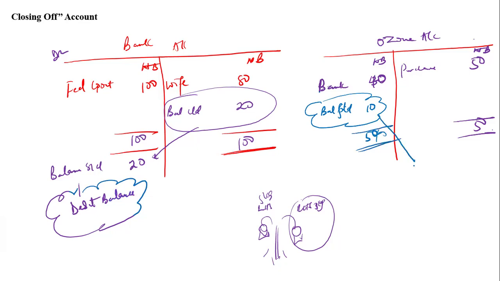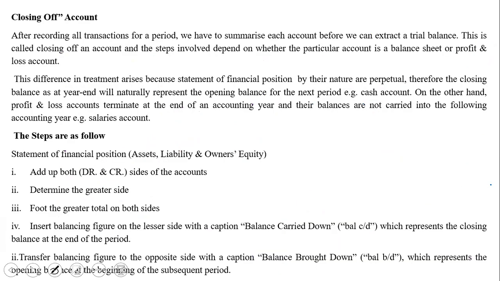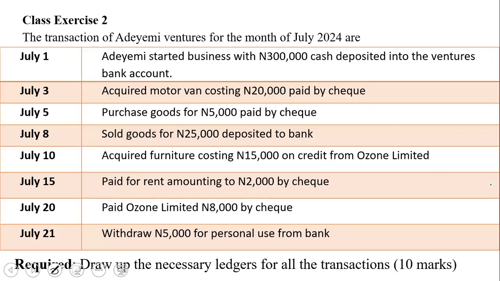Now the balance brought down will be brought here, we'll call it balance brought down. That is 10. Because the balance brought down is on the right hand side, we refer to this as what we call credit balance. Now, all this is what I'm going to use to approach. I've explained it here. But the same thing we did here.